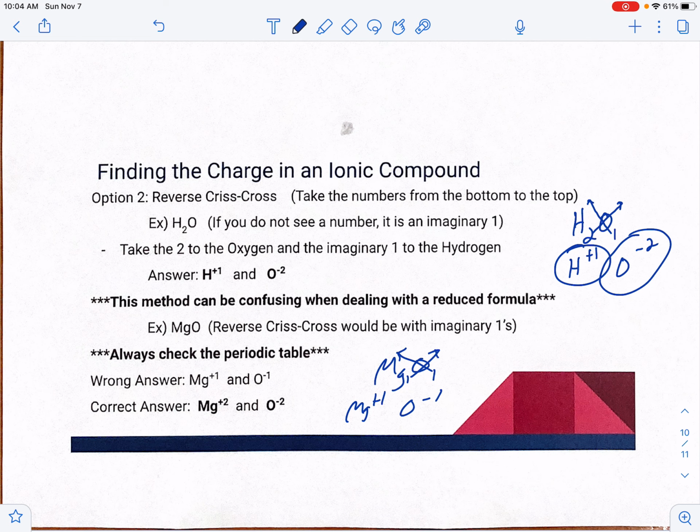the periodic table, so again, always check your periodic table. Magnesium is in group 2, which means it has a plus 2 charge. Oxygen has a charge of minus 2. So the reason it's MgO is because it was already balanced, and all you had to do is put them together. That's where a reverse crisscross can cause some problems, if you don't check the periodic table to make sure that everything is correct.